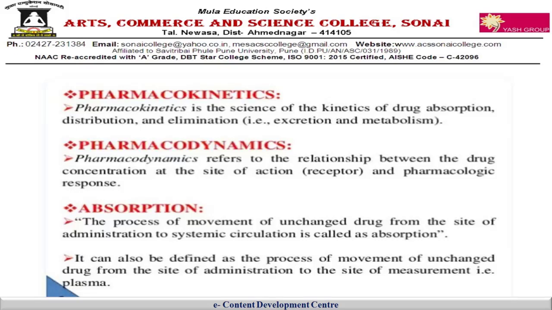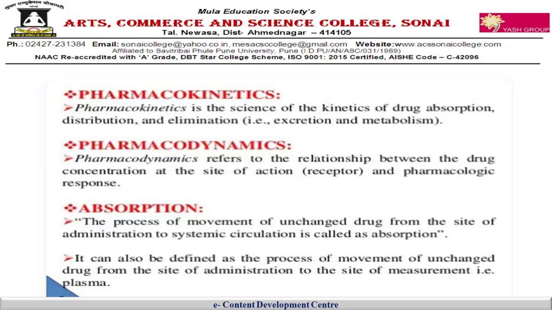Pharmacodynamics refers to the relationship between the drug concentration at the site of action, receptors, and pharmacologic response. This is known as pharmacodynamics. Next, absorption.